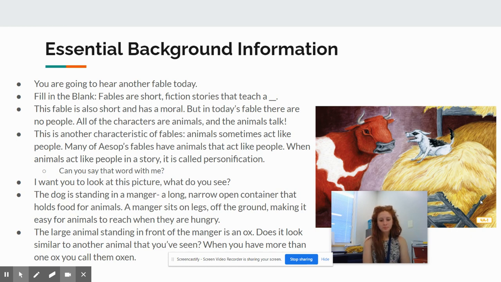And remember that when we have more than one ox, we call them oxen. So one ox, many oxen. Can you say that for me? One ox, many oxen.